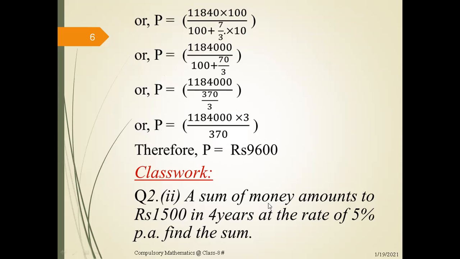Similar classwork is given here. You have to solve it. A sum of money amounts to rupees 1500 in 4 years at the rate of 5% per annum. Find the sum, that is, find the principal. Sum is principal. Use the similar process and solve it. You can find this easily.